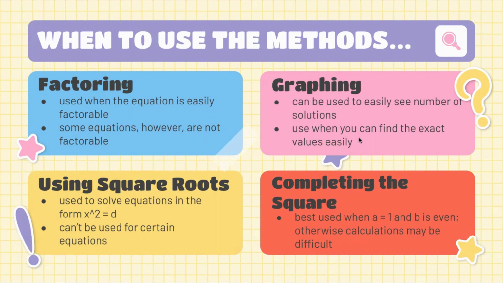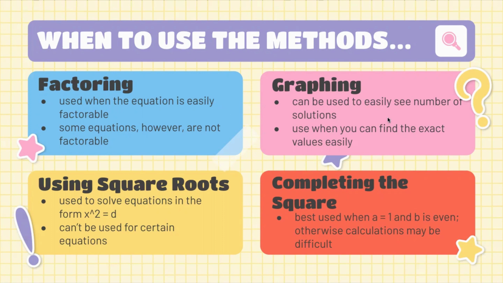I'm going to briefly go over the 5 different methods that we've learned and explain when it's best to use them. For factoring, we'll usually use it when the equation is easily factorable. So this means you can look at an equation and easily think of 2 factors that you can factor the equation with. You do have to take into account that some equations are not factorable or they're just very difficult to factor, especially when your answers turn out to involve square roots or half fractions. So only use this when you can easily think of 2 whole number factors.